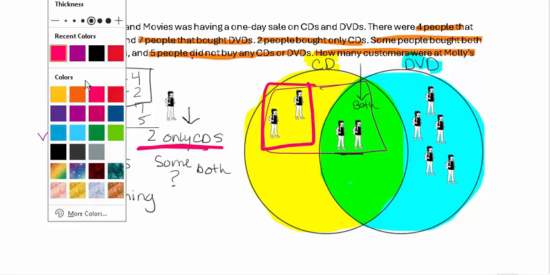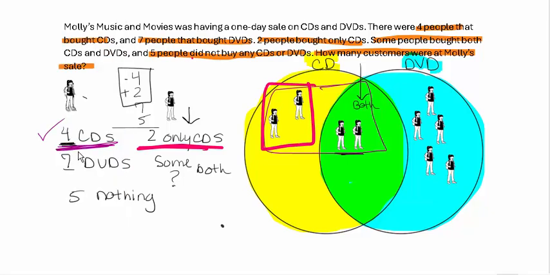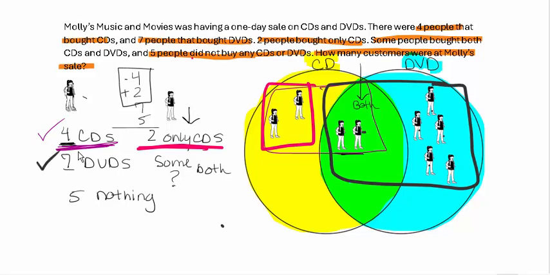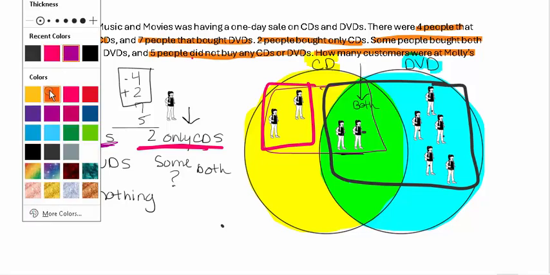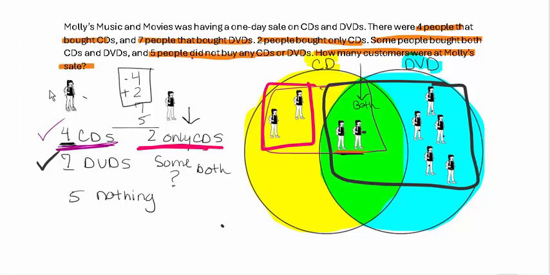7 people altogether for the DVDs. Let's see. So 7 people altogether for the DVDs. That's everybody with the DVDs. 1, 2, 3, 4, 5, 6, 7. And we didn't know the number of how many bought both, but now we can look at it. How many people bought both? How many people are in that overlap? All right, it's 2, right? So now we see that.